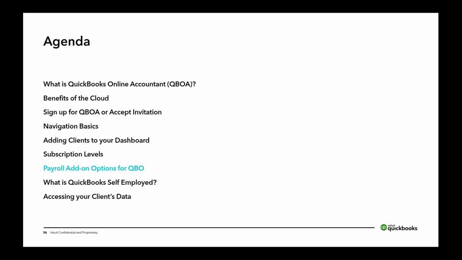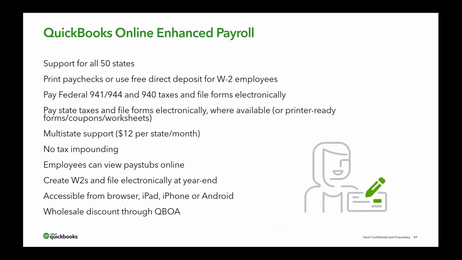The next thing we're going to talk about is the payroll add-on options for those 4 versions. First things first, we have QuickBooks Online Enhanced Payroll. This is where we support all 50 states inside QuickBooks Online Payroll. Print paychecks or use our free direct deposit for W-2 employees. Pay federal 941s, 944s and 940 taxes and file forms electronically. Pay state taxes and file forms electronically where available. We also provide printer-ready forms or coupons and worksheets, things like that.